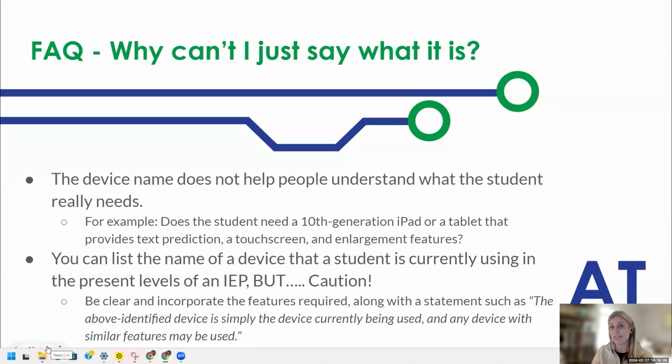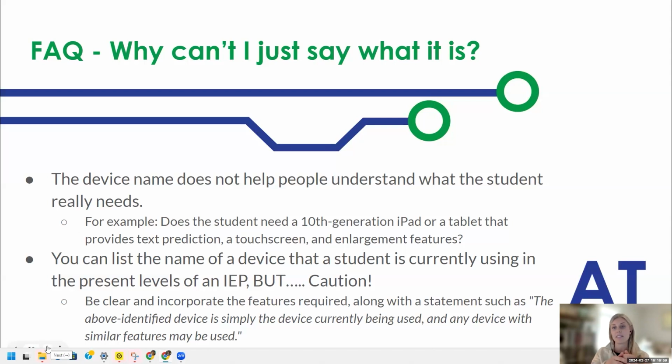So again, say a student is using a Nova Chat. Yes, we want the team and we want people to know they're currently using a Nova Chat. And what are the features of that Nova Chat that we need to describe and let people know are needed? Is it the dynamic display, the touchscreen capabilities? What is the input of the device? What is the output of the device? So remember, think about those features. What are the features that are really important? Have that be the centerpiece of what you're talking about.